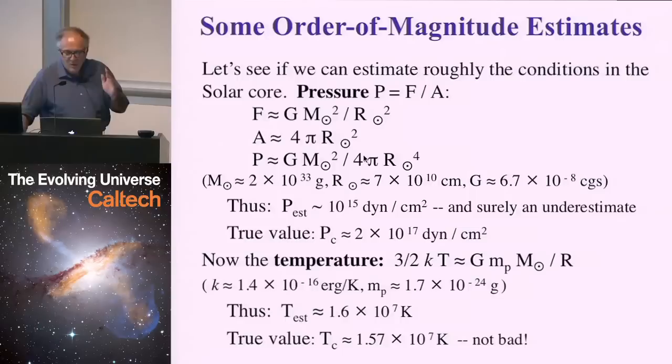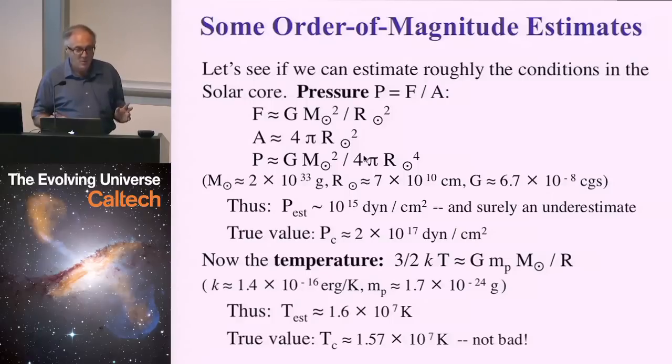So let's see if we can figure out what the pressure and temperature are inside the sun. Well, you need force acting upon an area, and so the simple force will be G times the square of the solar mass divided by the square of the solar radius, the area. Divide the two, and you estimate a pressure of 10 to the 15 dynes per square centimeter. And that's for sure going to be underestimated because we took the outer surface area. And so in reality, when you do the proper computation, it's 100 times more. It's 2 times 10 to the 17 in CGS units.